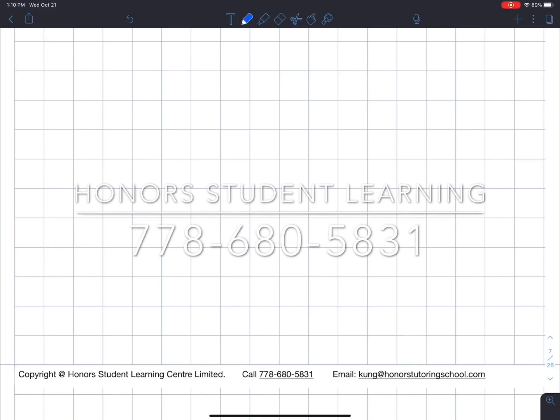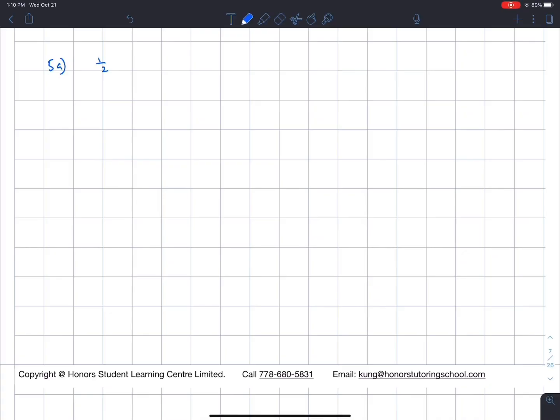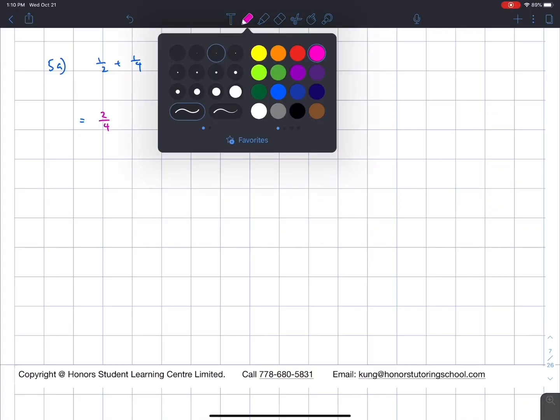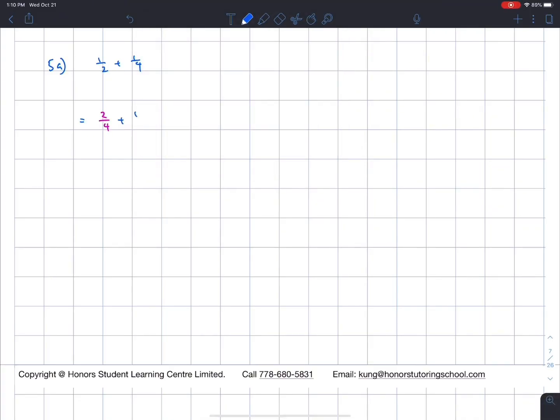Okay, question 5. 5a. We have half plus 1 over 4. So half is the same as 2 over 4. The reason why I want to change it to 2 over 4 is because I have to make the same denominator before we add. So now I can just add the numerator and keep the denominator the same.